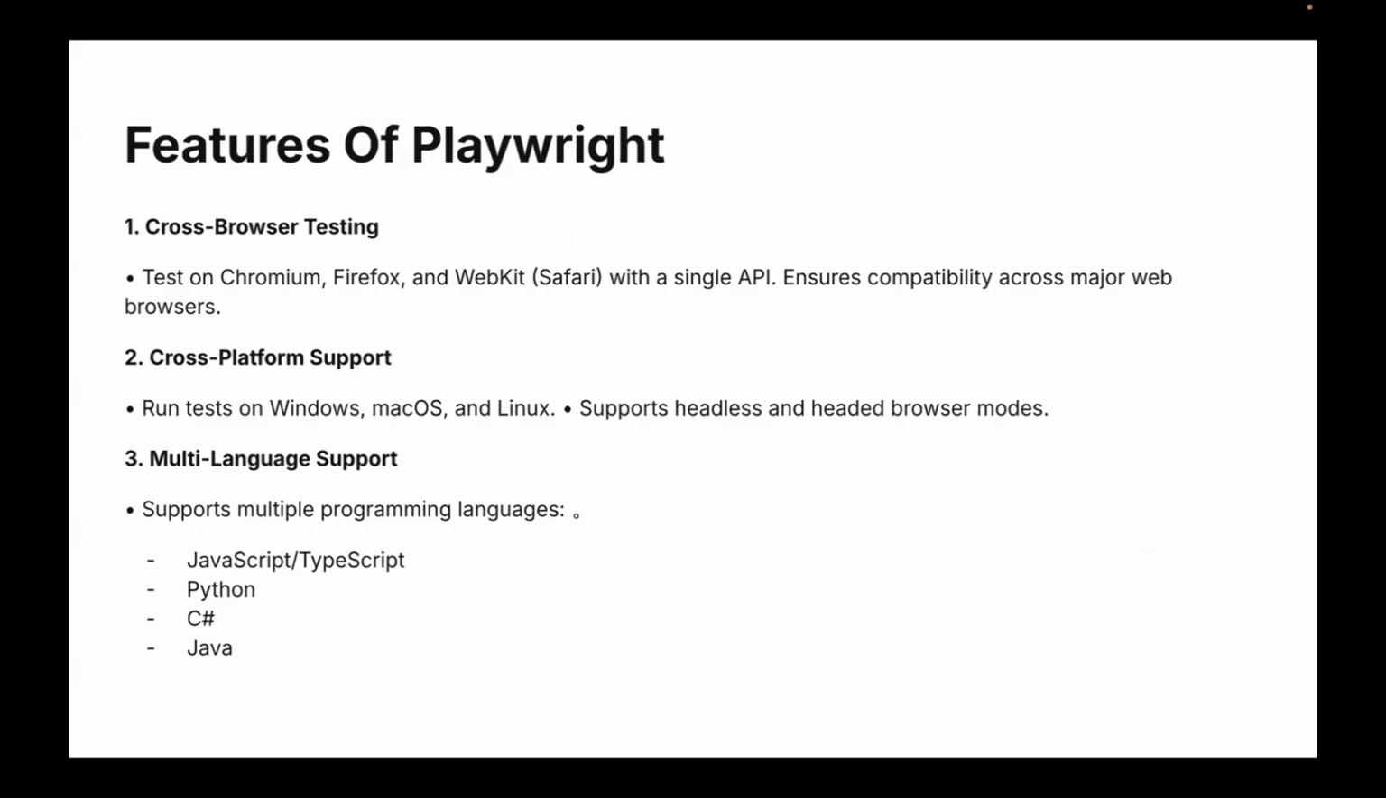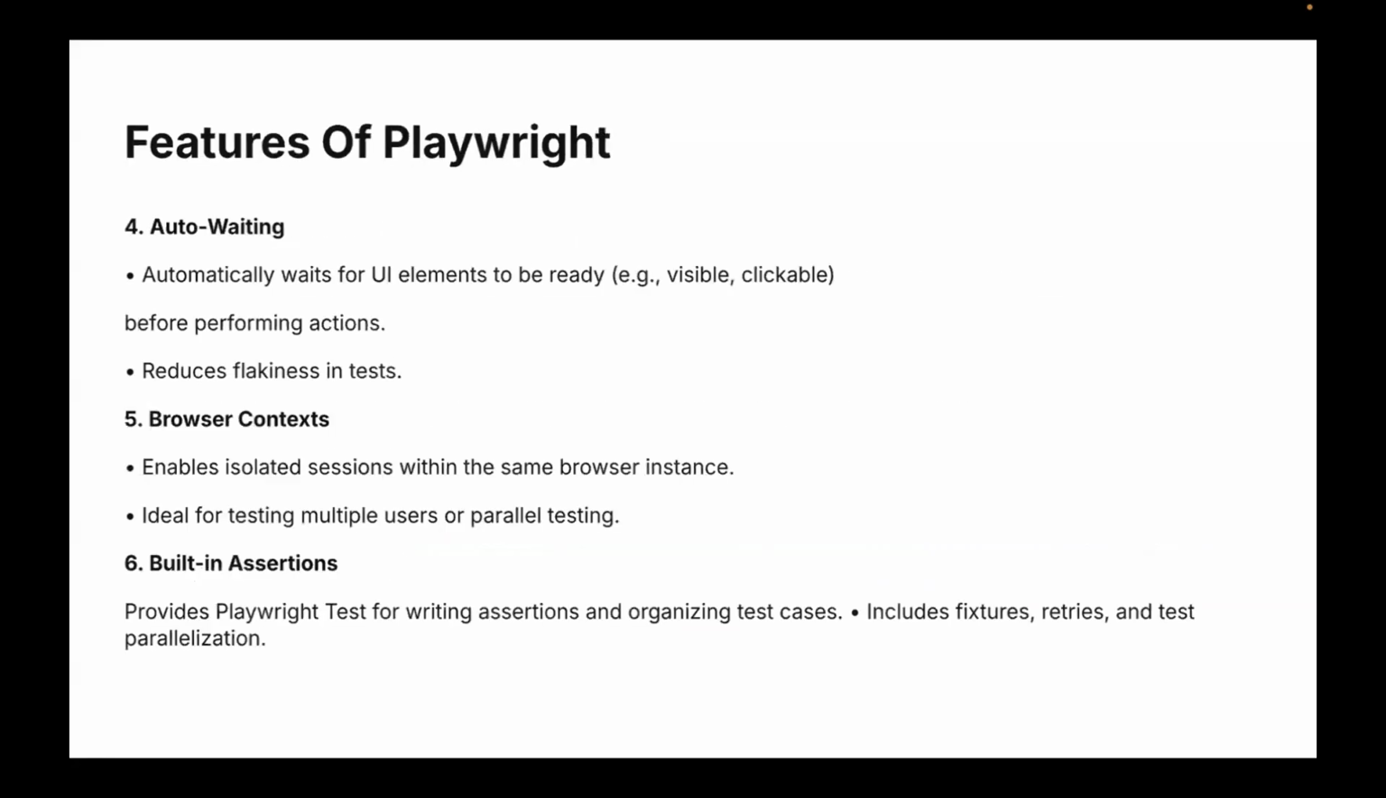We have support for cross-browser, cross-platform and multi-language, which I already spoke about. We have the concept of auto-waiting, which is very, very important, guys. As you are aware, in today's world, a web application does not have a fixed time to load a particular page. Sometimes, for some reason, the web page takes 10 seconds, 15 seconds, 20 seconds. So Playwright has auto-wait support, which helps us reduce the flakiness in the tests.